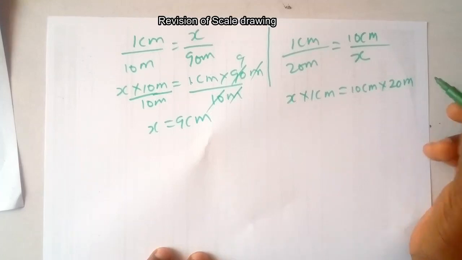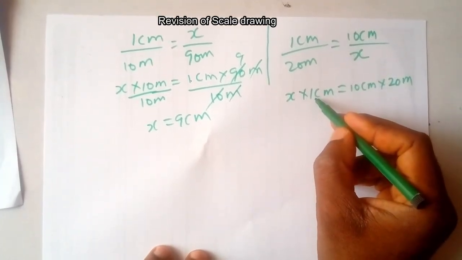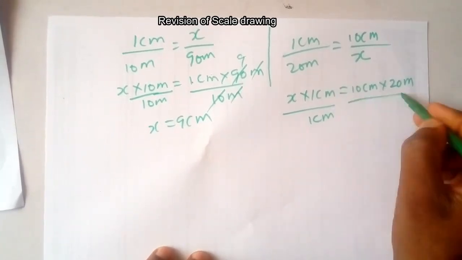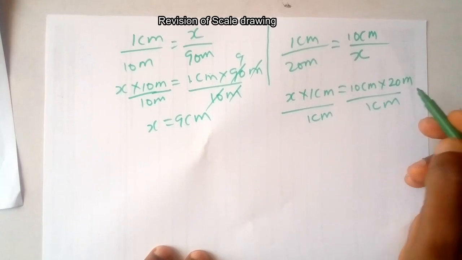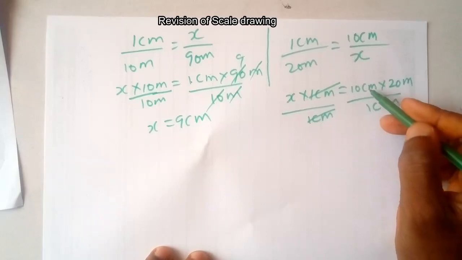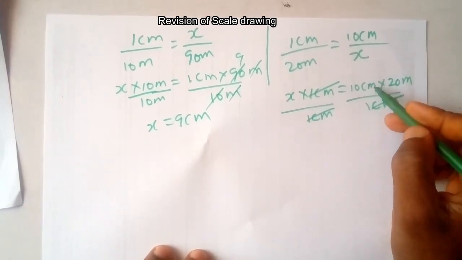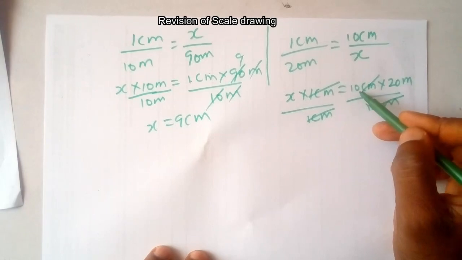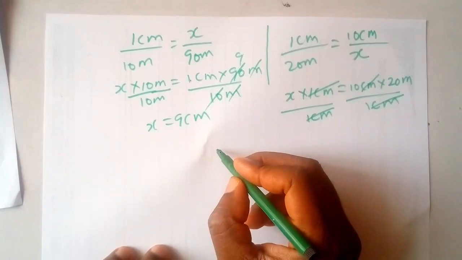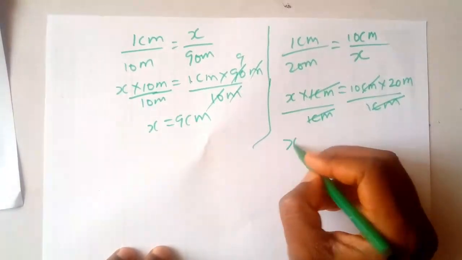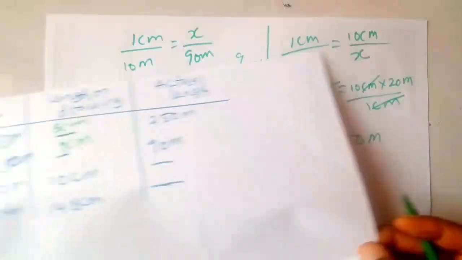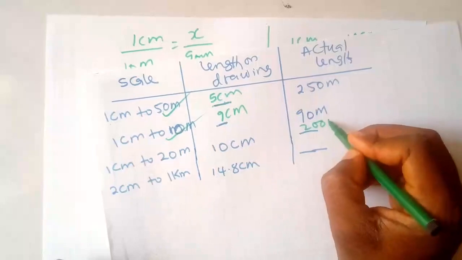Now divide both sides by 1 centimeter. Since we are looking for x, divide both sides by 1 centimeter, because the coefficient here is 1 centimeter. What matters here is the centimeter will cancel the centimeter. We are left with 10. 10 times 20, that is what? 200 meters. So x equal 200 meters, and that is the actual length. You can see 200 meter.